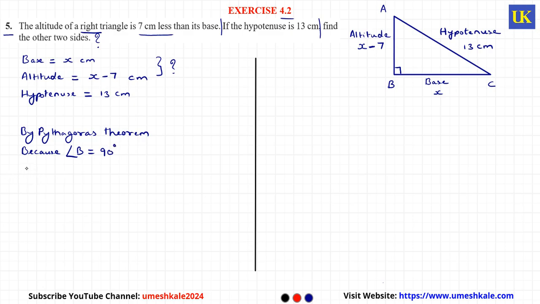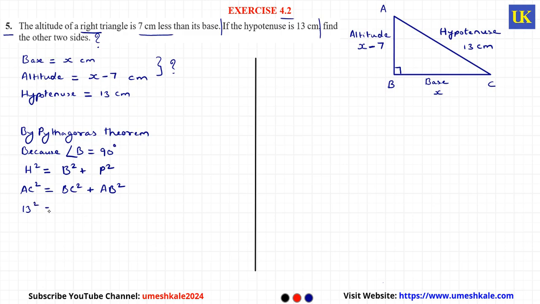Pythagoras theorem is: hypotenuse square is equal to base square plus perpendicular square. This is the Pythagoras theorem. The hypotenuse side, what we have taken in our diagram, is AC. So AC square. Then base we have taken as BC, so BC square, and perpendicular we have taken as AB, height, altitude, so AB square.